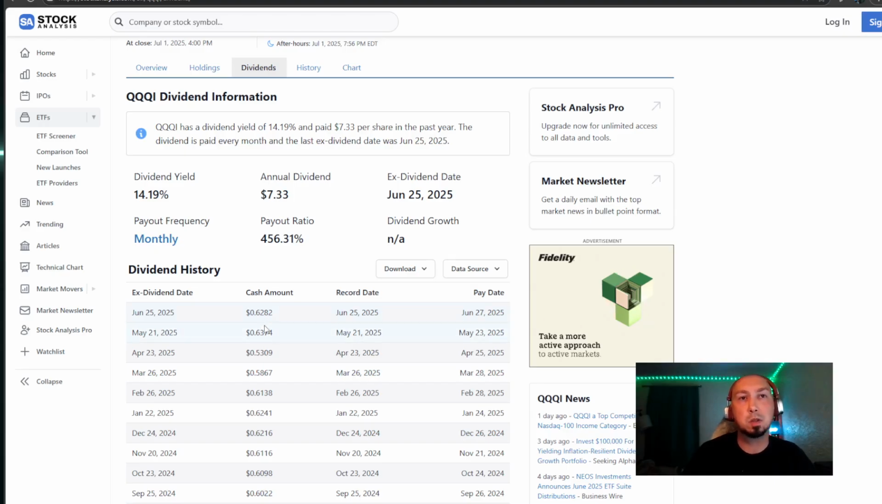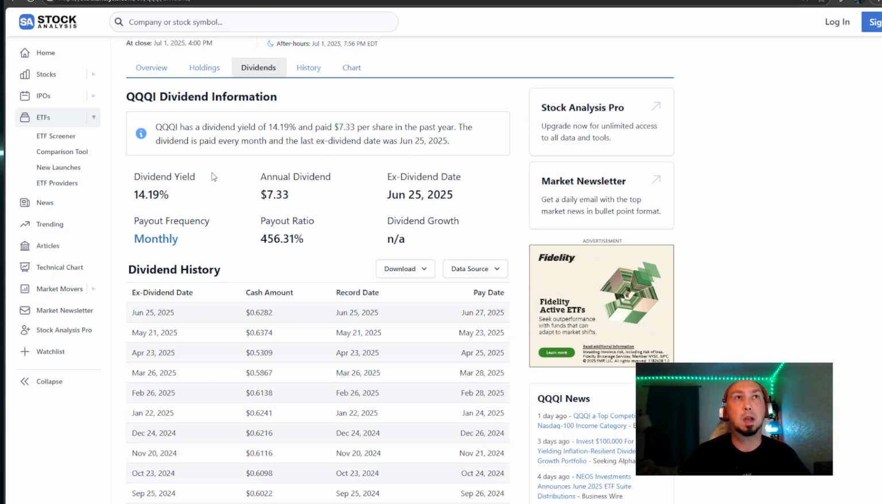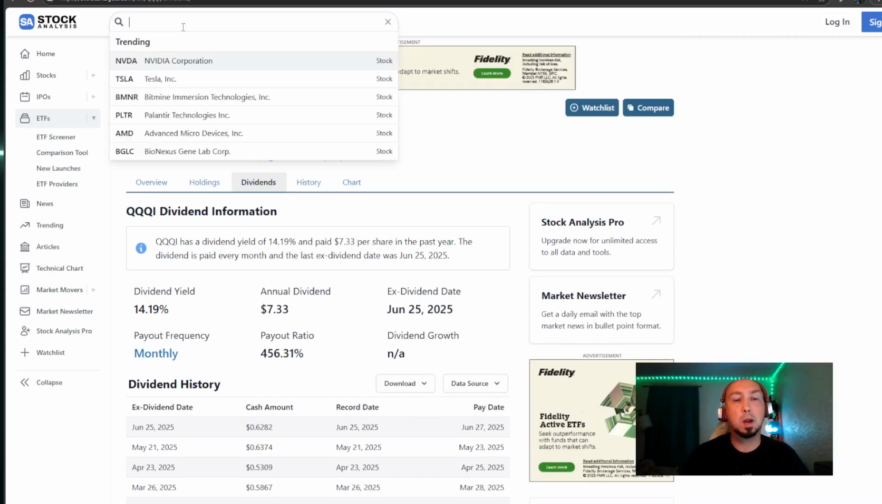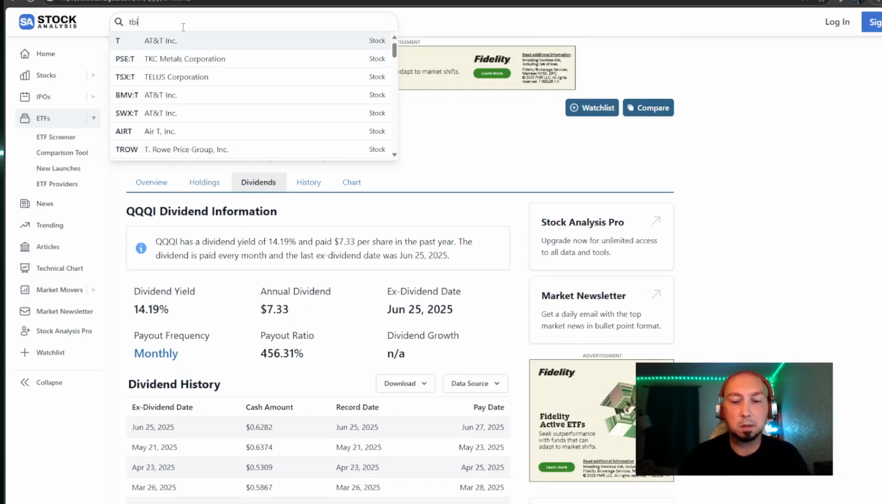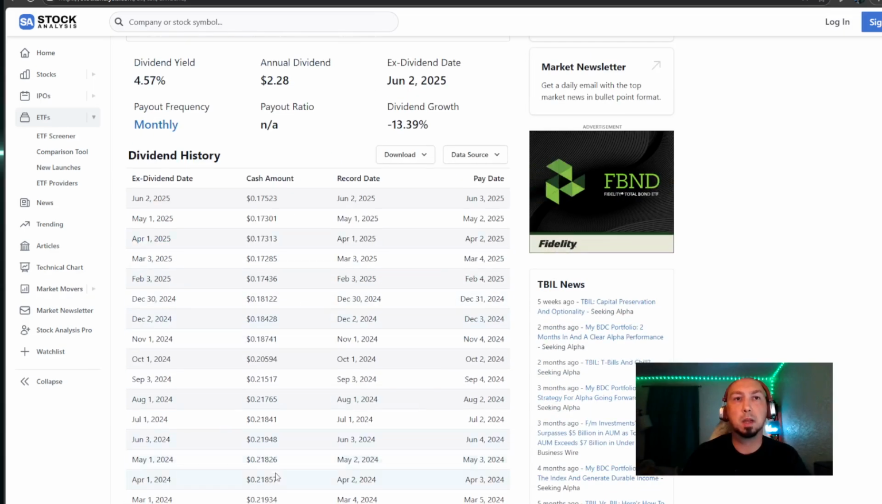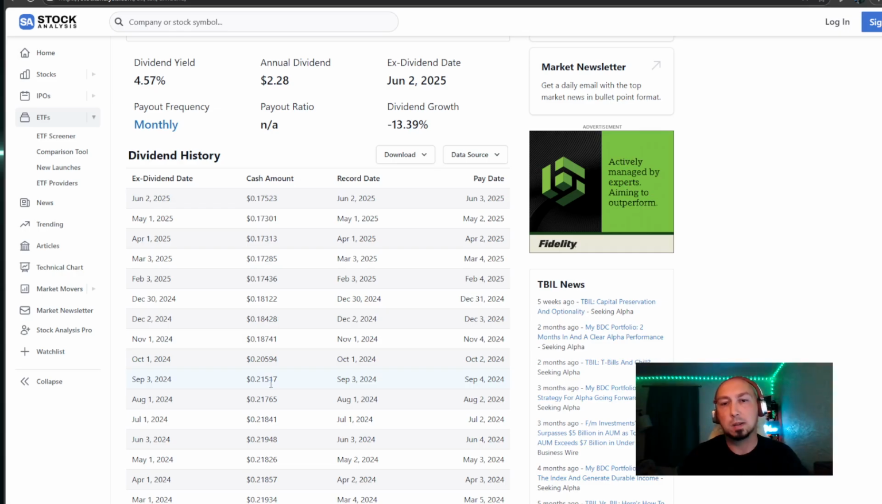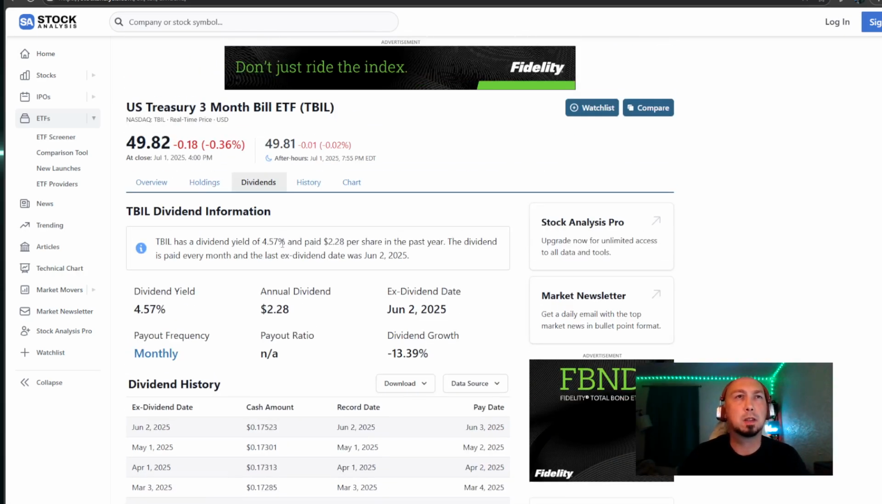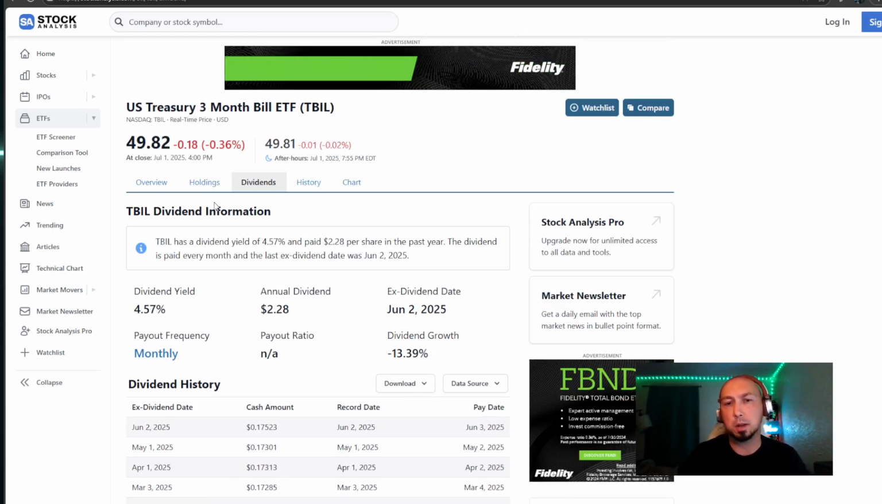62 cents, 63 cents on a share of QQQI with a 14% APY, compounding per month. I mean, that's nice, right? You want something stable, T-bill, your treasury bill is going to be paying you at a 4.5% rate, and it's going to fluctuate a tiny bit, but about 20 cents a share at 50, I think it's around $50. Yeah, $50 a share. It stays right around 49 to 50 consistently.